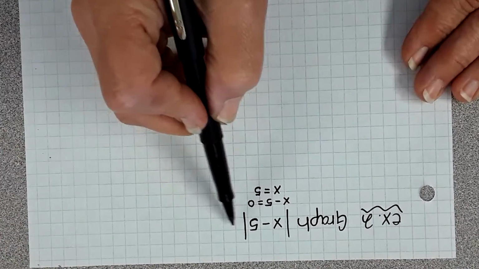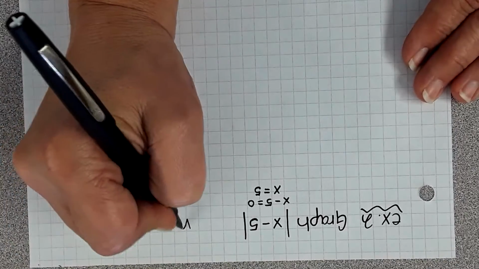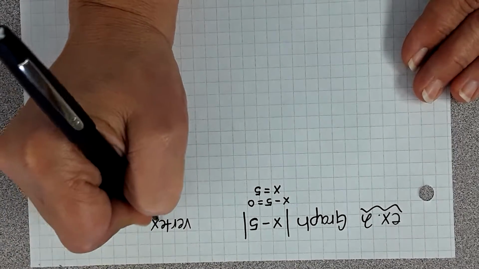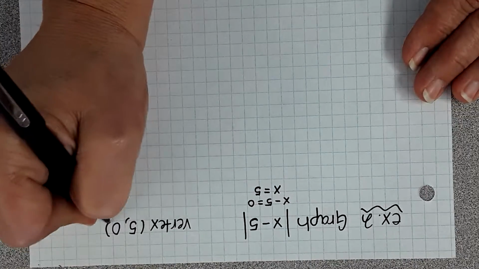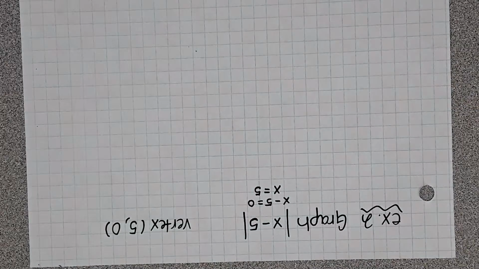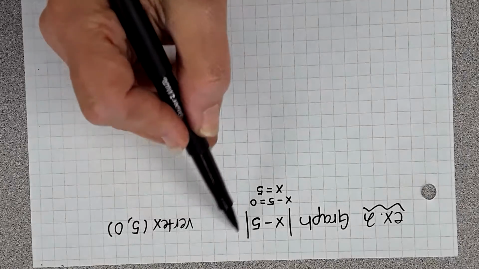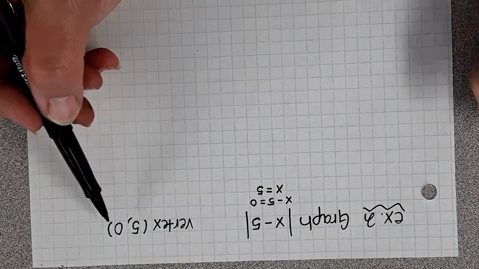See how there's nothing being added or subtracted to it? So that means my vertex is going to be 5, 0. So what's inside the absolute value is the x coordinate of your vertex. What's outside of the absolute value is the y coordinate of your vertex.